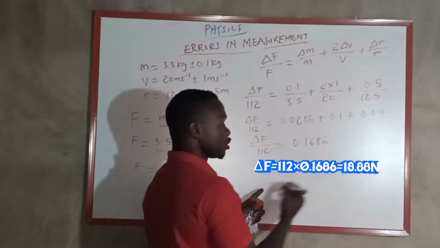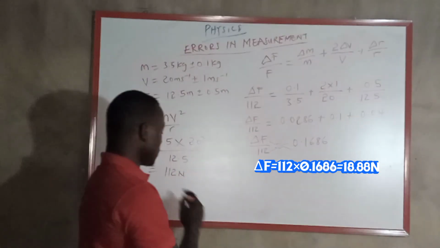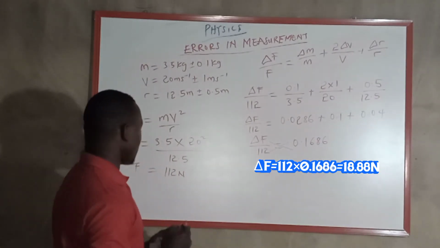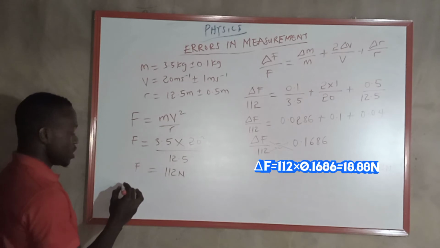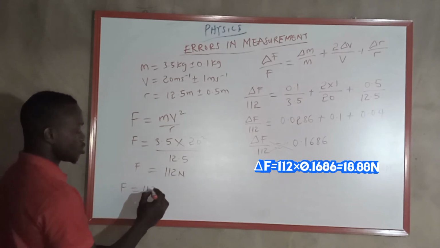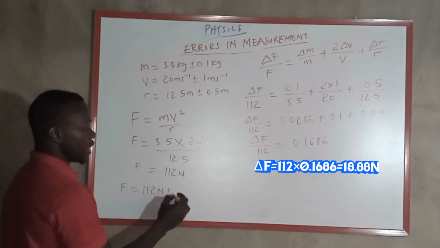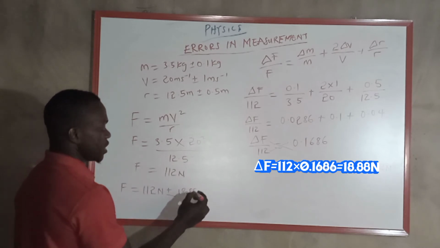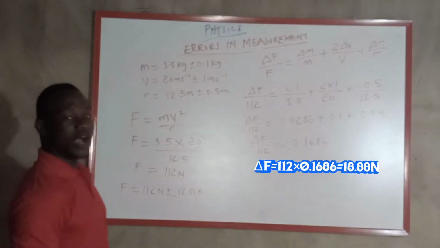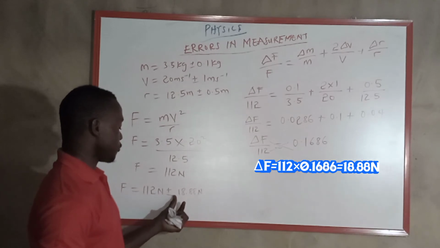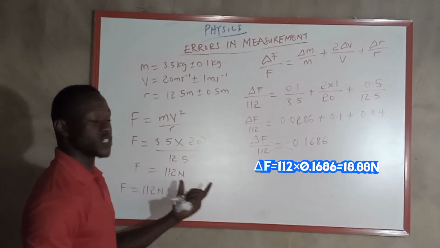18.88. What's the unit of the force? Newton. Remember, our force is in Newton. So this is our force now. Our force is now equal to F is equal to 112 Newton plus or minus 18.88 Newton. That's our calibration for the force. So the force is going to be 112 Newton plus or minus 18.8 Newton.